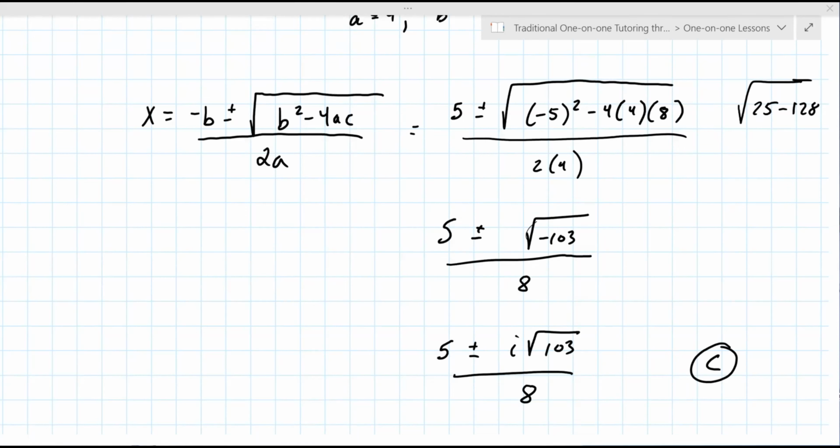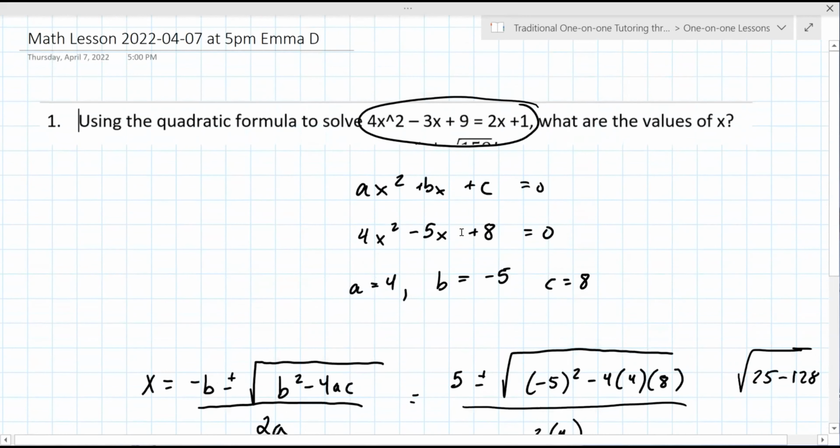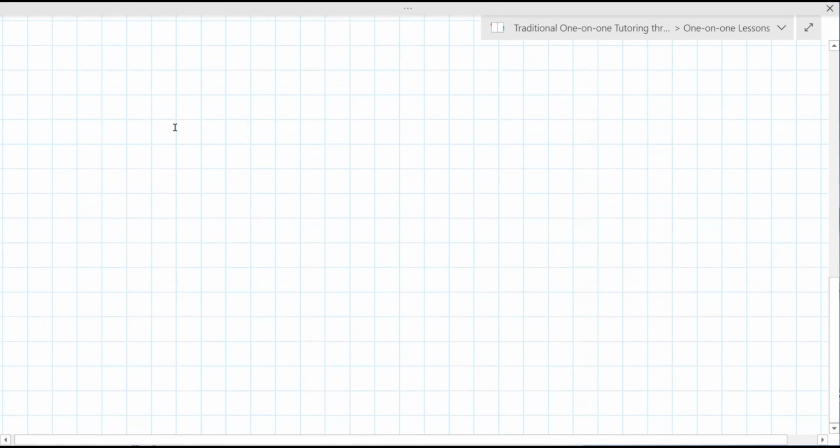Yeah, we'll just do the next one here. You know, the pure quadratic formula. Just make sure you get everything on one side before you start doing it.